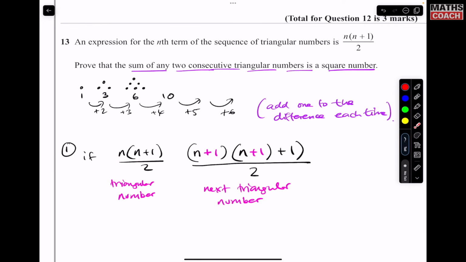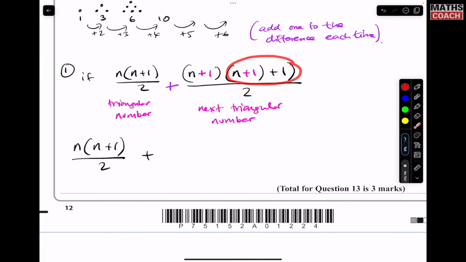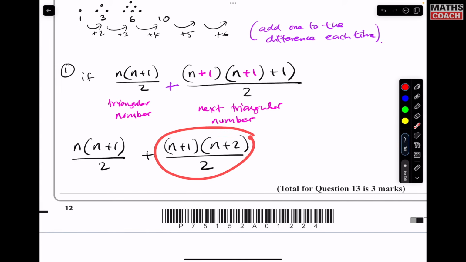Now, if I simplify this, I'm going to be summing them, so I'm going to add them together. So here we go, big add right there. I've got n(n+1)/2 plus, and I'm going to simplify this. I can start by simplifying that first. So that's n plus 2. I can collect those together. So (n+1)(n+2) over 2. So this is the simplified version of the second consecutive triangular number. This is the first one, and this is the second one. I'm going to be adding them.